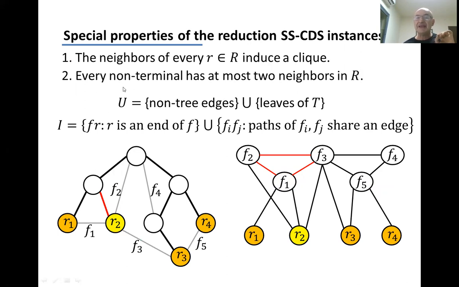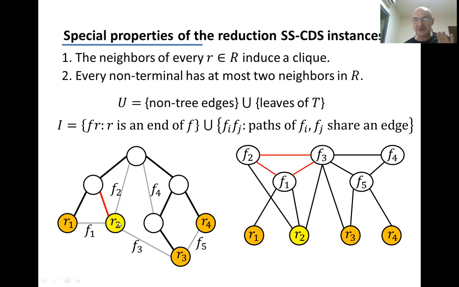In addition, the second property is that every non-terminal has at most two neighbors in R, in the set of terminals. And the reason for this is actually obvious: any edge connects at most two nodes, and in particular, it connects at most two leaves, which are the terminals in the reduction graph. So for example, consider F2, the edge F2, it connects one terminal to a non-terminal.